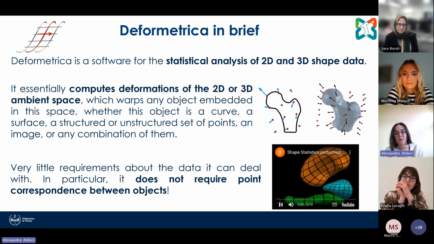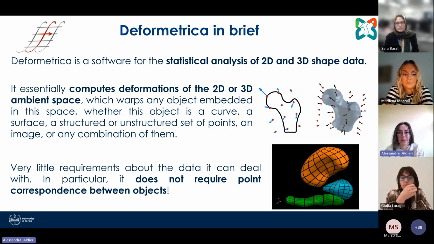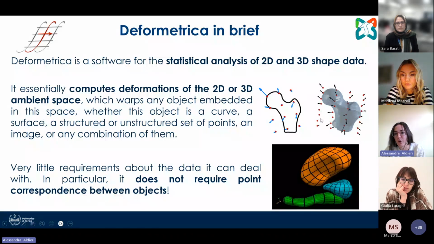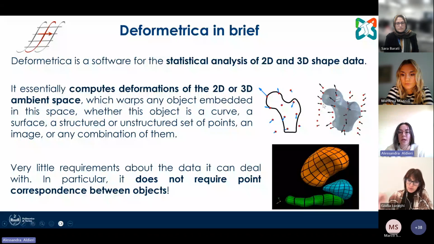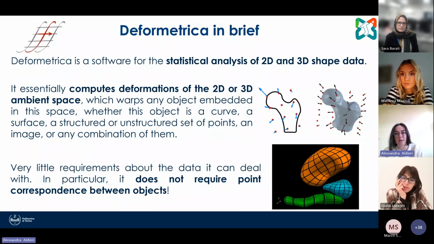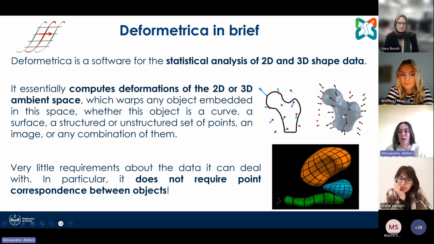And this allows Deformetrica to basically represent shapes inside a 2D or 3D ambient space, which is defined by the so-called control points, which are the red dots you can see here for 2D and for 3D shapes. And this space is elastically transformed. And while elastically being transformed, this ambient space also brings with itself the shapes which are inside it. So in this case, a 2D or a 3D shape.